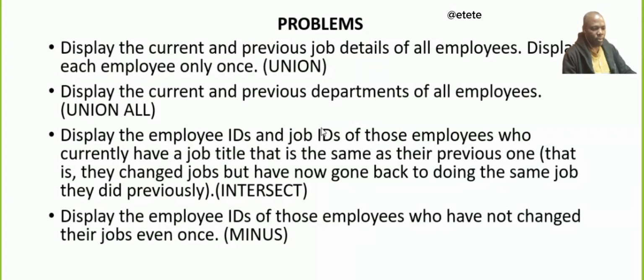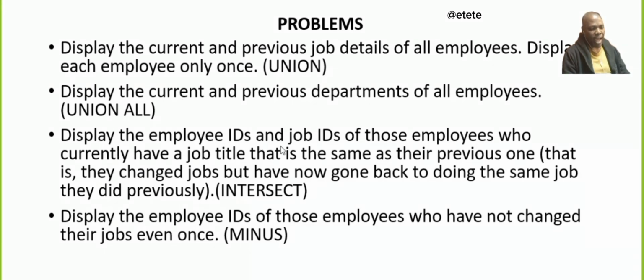Now, problems. These are problems we are going to solve. The first one is display the current and the previous job details of all employees. Display each employee only once. So automatically I put it here. We are going to use UNION operator to achieve that. The second one, display the current and the previous department of all employees. So we are going to use UNION ALL for this.